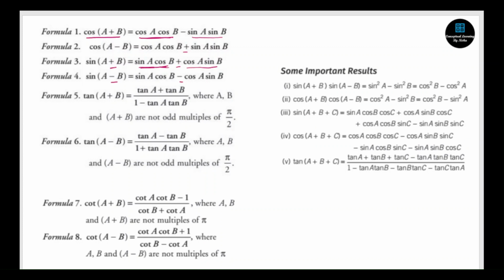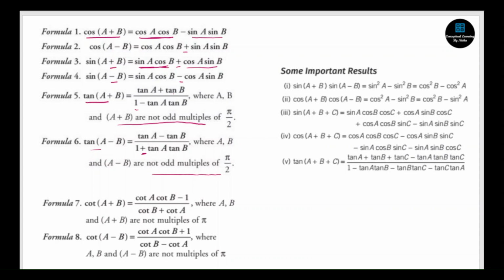Then tan(A+B). So tan A plus tan B, and then 1 minus tan A tan B. You just multiply them in the denominator and flip the sign. You have to remember that tan is not defined for multiples of pi by 2, the 90-degree angles, so these are excluded. Tan(A-B) is tan A minus tan B, and in the denominator you put the plus sign. Again, angles which are multiples of pi by 2 are not included.